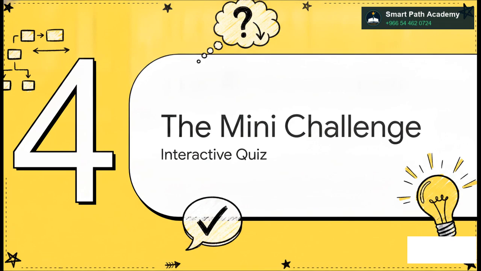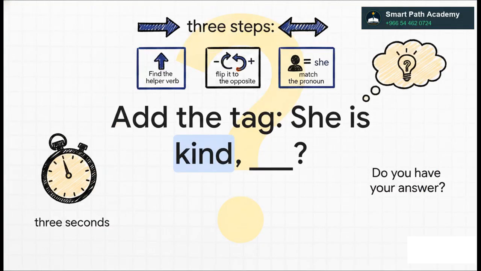Time to test yourselves. Question 1. I want you to add the correct tag, she is kind blank. Remember those 3 steps. Find the helper verb, flip it to the opposite, and match the pronoun. I'll give you about 3 seconds to think.